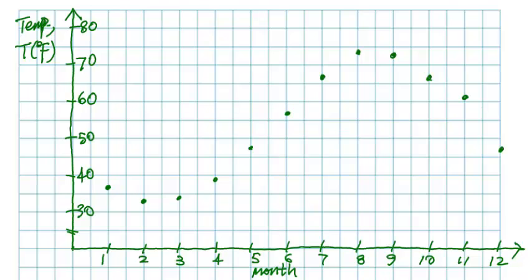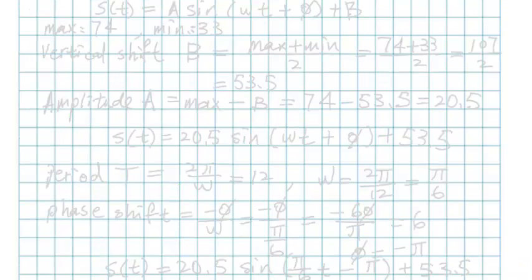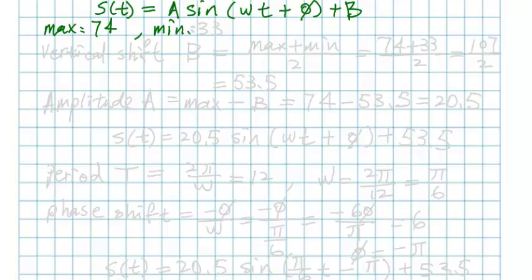The shape of these dots resembles the sinusoid, so we will proceed to use the technique we learned in this section to find the approximation. We write down the general form of the sinusoid. S of t equals A times sine of omega t plus phi plus B. From the data, we know that the maximum is at 74 and the minimum is at 33.